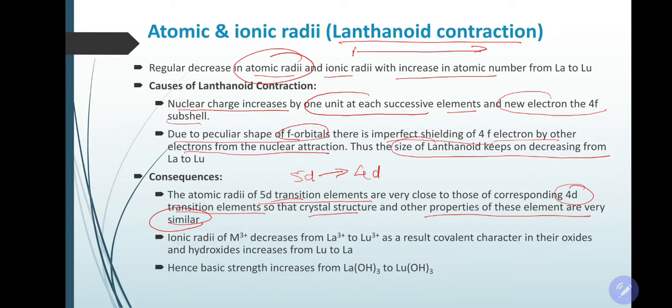Okay, so the ionic radii of M3+ decrease from lanthanum to lutetium. Okay, as a result, covalent character will increase in their oxides and hydroxides. So you can see that the basic strength basically decreases from lanthanum hydroxide to lutetium hydroxide.